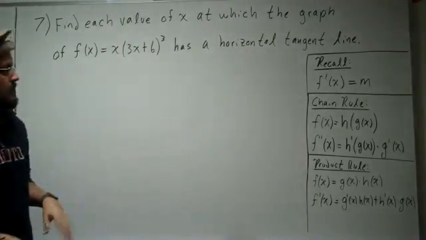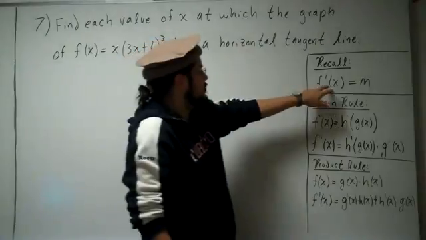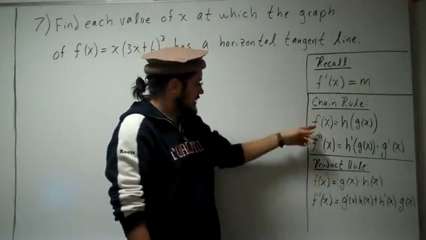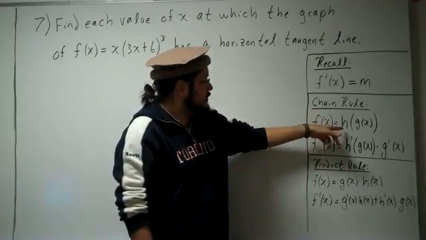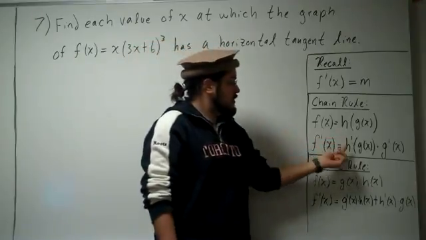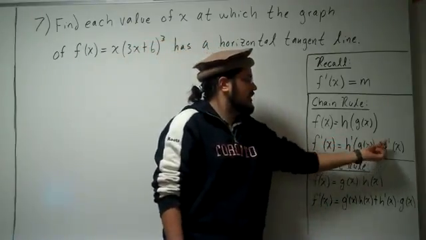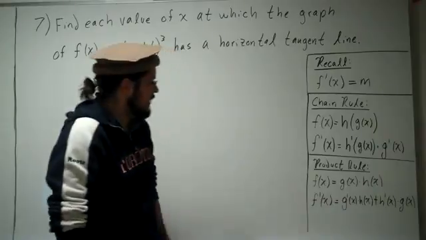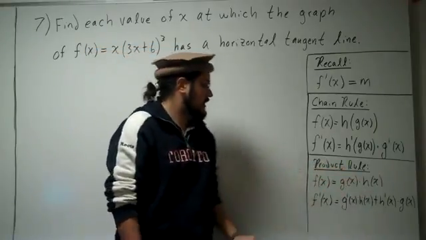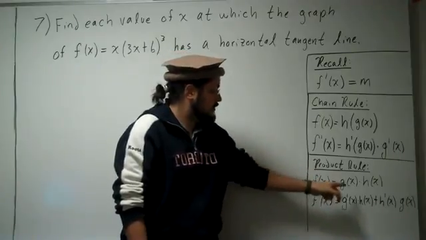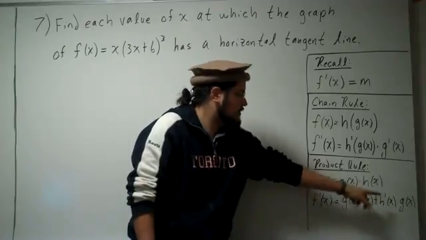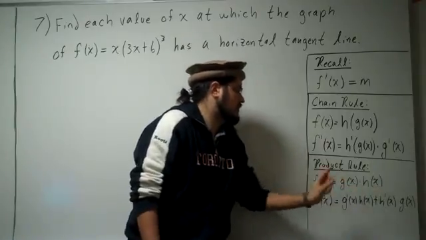Alright, three things we need to recall. We need to recall that f prime of x is equal to the slope m. Very important. The chain rule states that if you have a composition of functions, the derivative is the derivative of the outer function times the derivative of the inner function. The product rule: if you have a function times another function, the derivative is the derivative of the first function times the second function plus the derivative of the second function times the original first function.